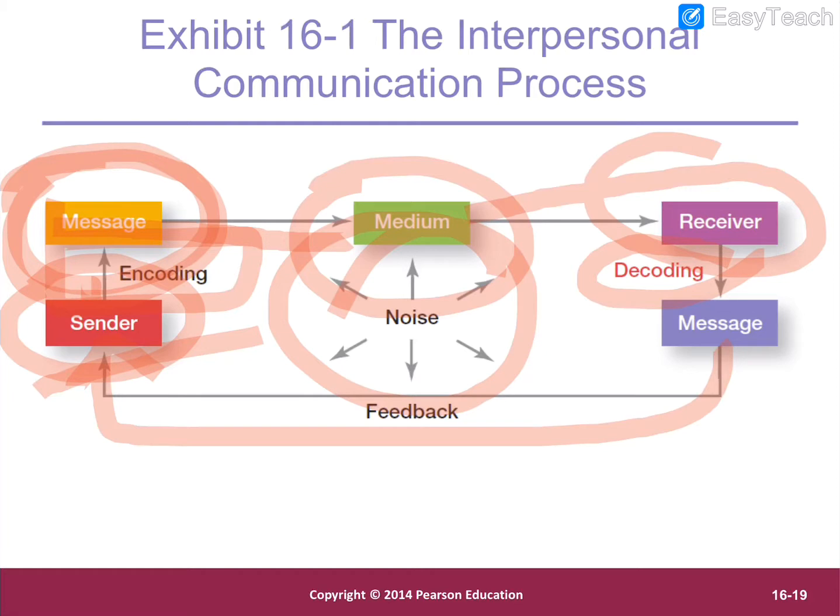Then we have decoding. Decoding here is the receiver interpreting the sender's message and trying to understand it in the best possible manner. Effective communication occurs only if the receiver understands the message in exactly the same way as intended by the sender. So the feedback is the final stage of the process that ensures the receiver has received the message and interpreted it correctly as it was intended by the sender.